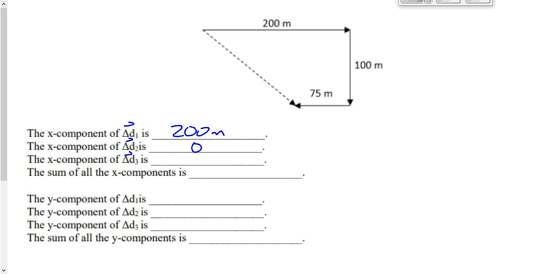What's the x component of the 75? Now it becomes important. What's the x component of the 75? Negative 75. Negative because it's going to the left. So I'm going to fill in here negative 75. Amelia?